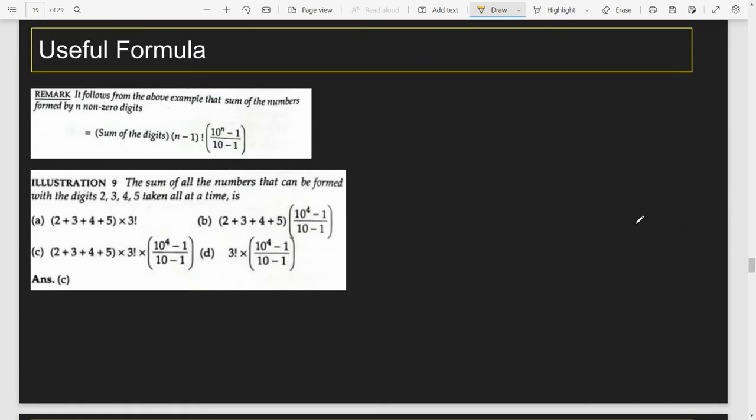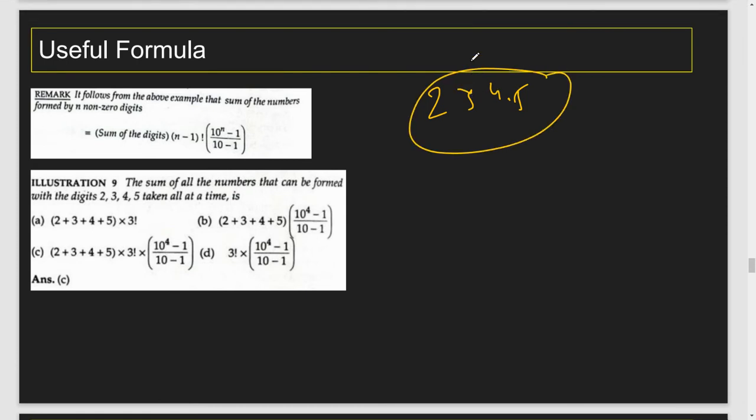Okay, there are some more useful formulas. One of the most popular is the sum of the numbers formed by n non-zero digits. Like, find the sum of the numbers, let's say the digits given are 2, 3, 4, 5. Using 2, 3, 4, 5, a lot of numbers can be formed. So find the sum of all those numbers.